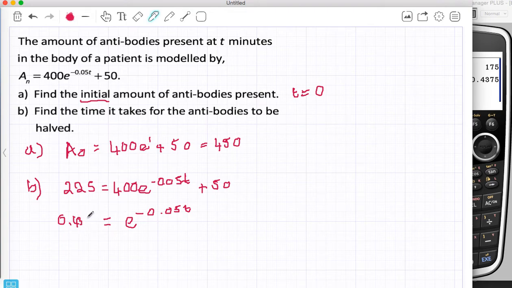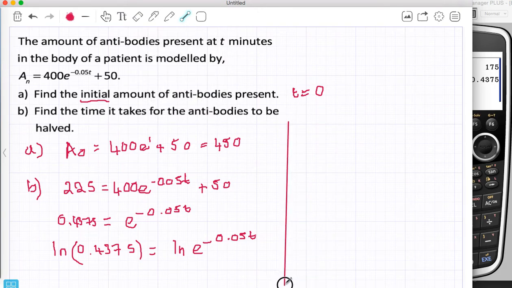Now what I want to do next is take a logarithm of both sides, just like I did in the previous question, but I'm going to take a natural logarithm because of the e here. When I take the natural logarithm of 0.4375 and I take the natural logarithm of the other side, what has happened here is that natural log of e is 1, and this thing here drops out to the front.